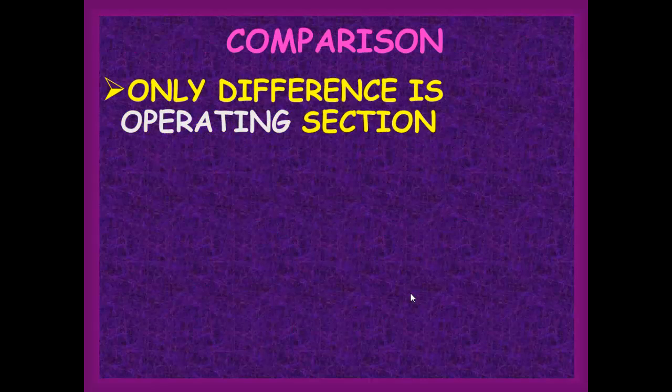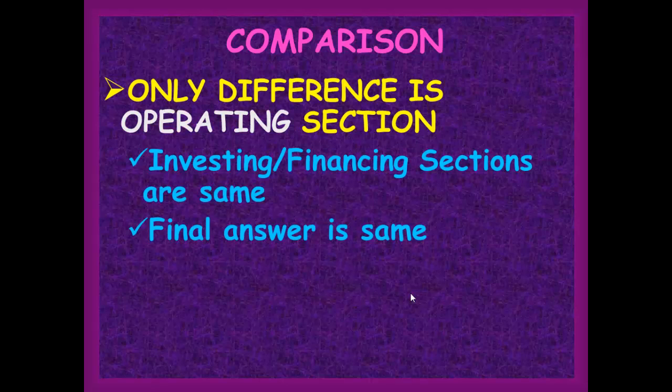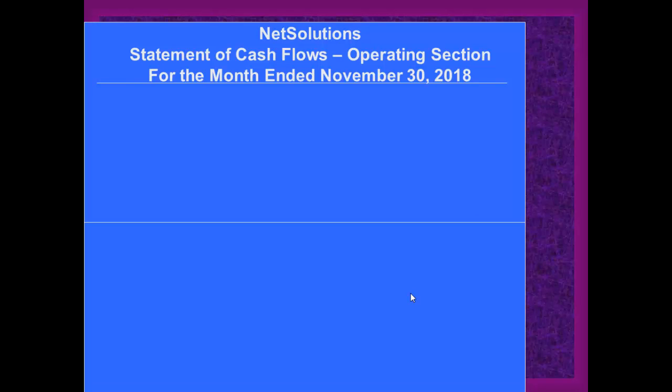The only difference between direct and indirect is in the operating section. Investing and financing will be exactly the same. Your bottom line total for the operating section will be the same if you do it direct or indirect. The bottom line total is going to be just the same. However, the way you go about it is entirely different.